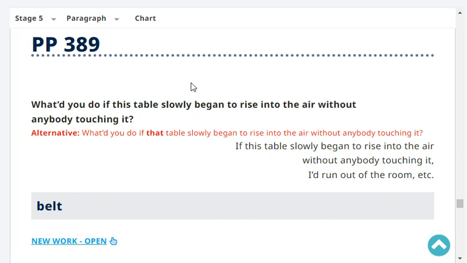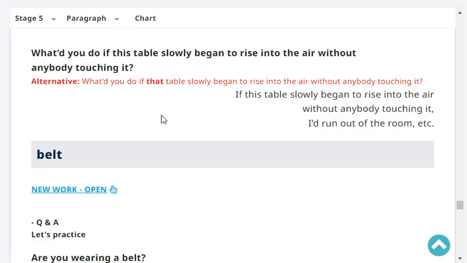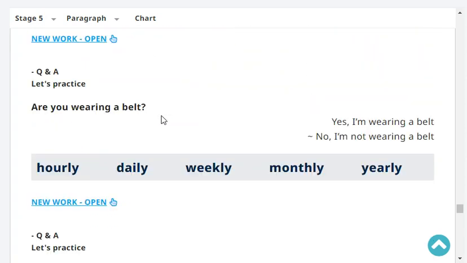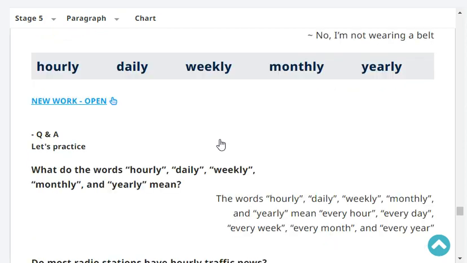If that table slowly began to rise into the air without anybody touching it, I'd run out of the room, etc. Are you wearing a belt? Yes or no? No, I'm not wearing a belt. Very good.